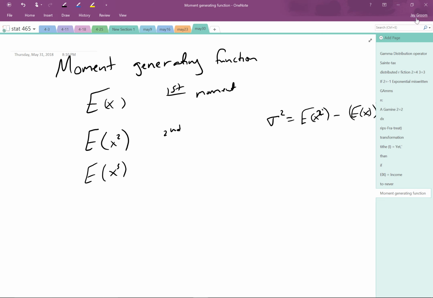Okay? So what we're going to do is we're going to be given a function. And so by definition, the moment generating function, the MGF, it's going to be a function of t when we're done, is the expected value of e to the negative xt, or negative tx, I should write it as.